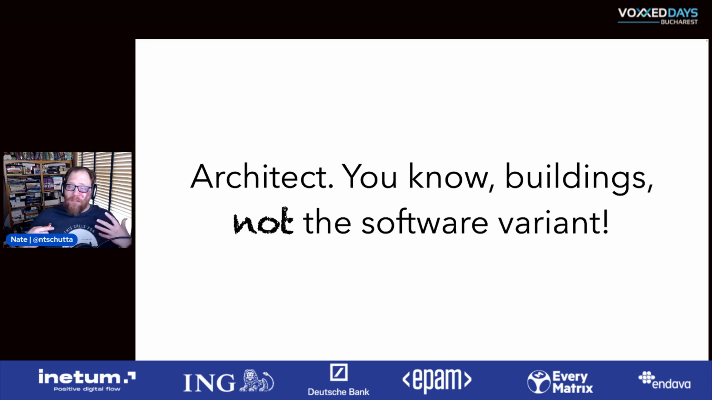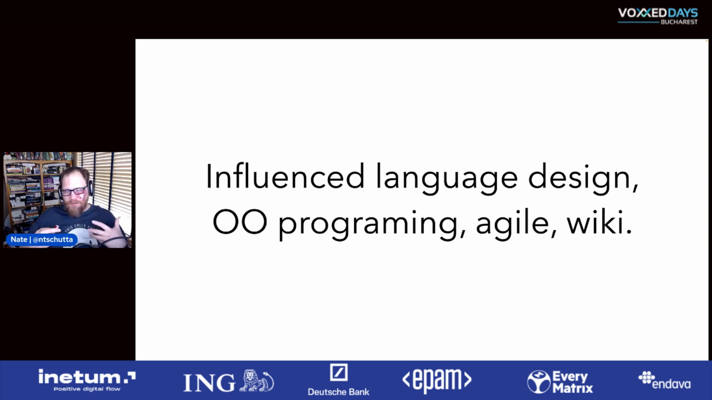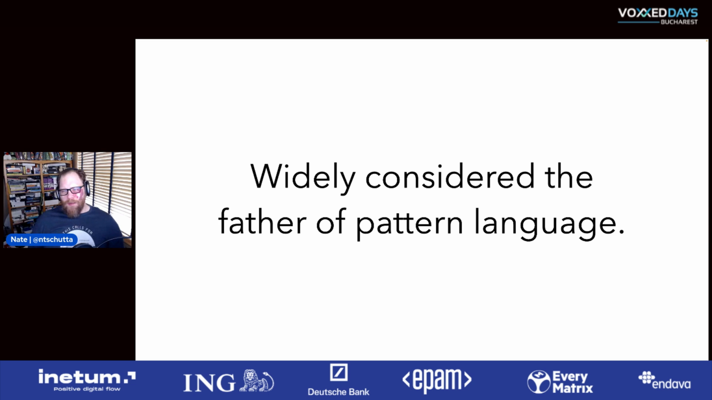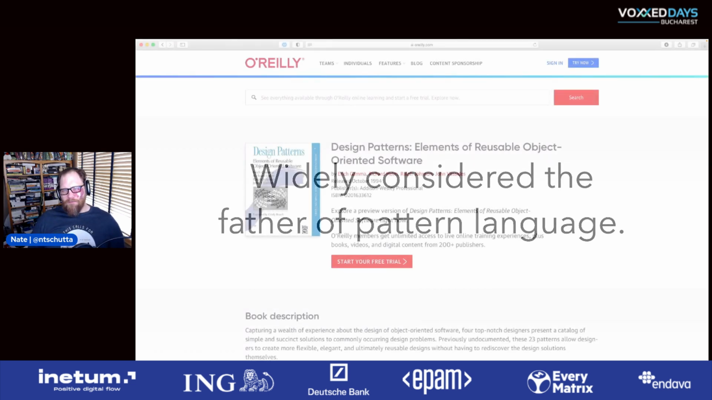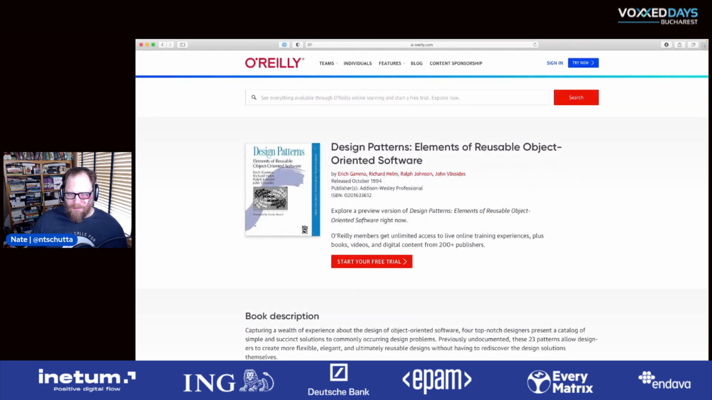But Chris Alexander is the person who came up with this idea of a pattern language, and it's influenced so many things in our industry, from language design to programming to the wiki to agile development. And so he's really the father of what we'd consider the pattern language. And as software engineers, we're probably at least passingly familiar with GoF, the Gang of Four design patterns book. I remember when this came out, this was a pretty eye-opening thing for me.